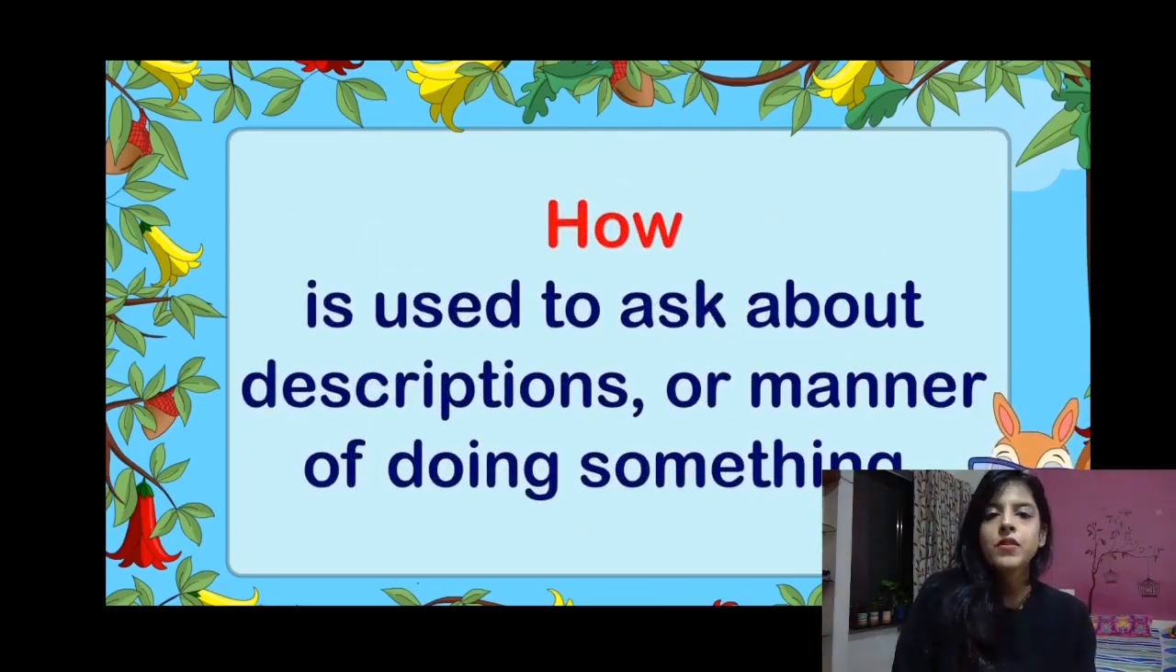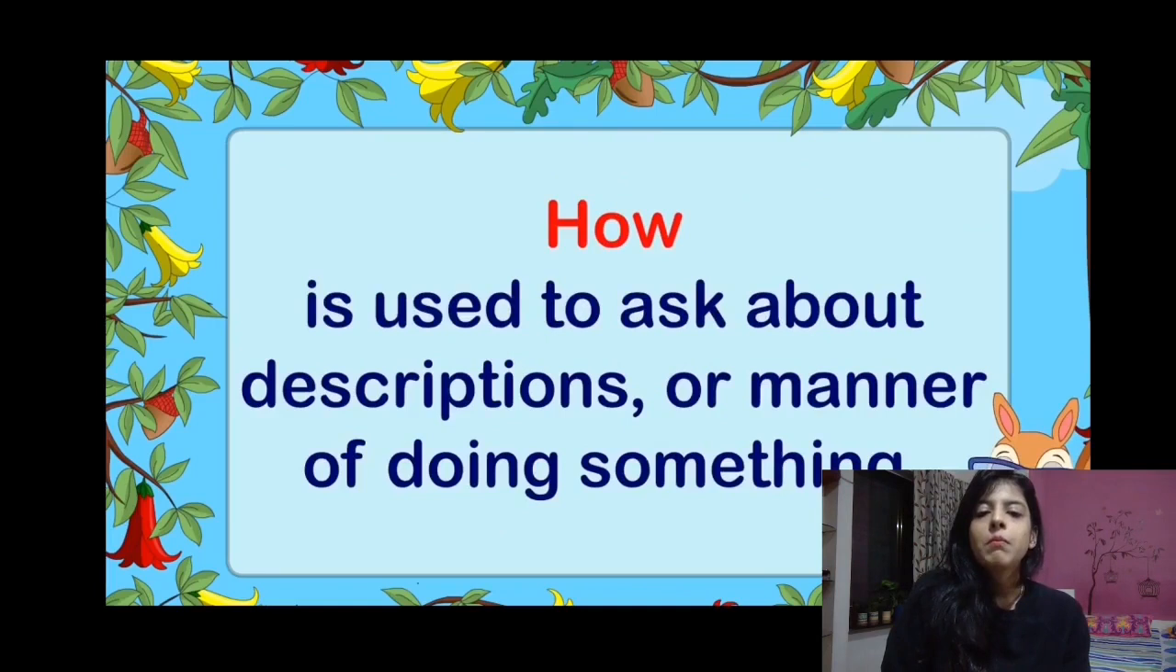The next question word is how. How does not begin with WH, but it is still a question word. How is used to ask about descriptions or the manner of doing something. Let's see. First, description. What is a description? Okay, if your mom cooks you some tasty food and she asks you, how is the food cooked today? So you tell her, Mom, the food is good, right? Yes. So that is the description of the food. And we are using how to ask how the food is.